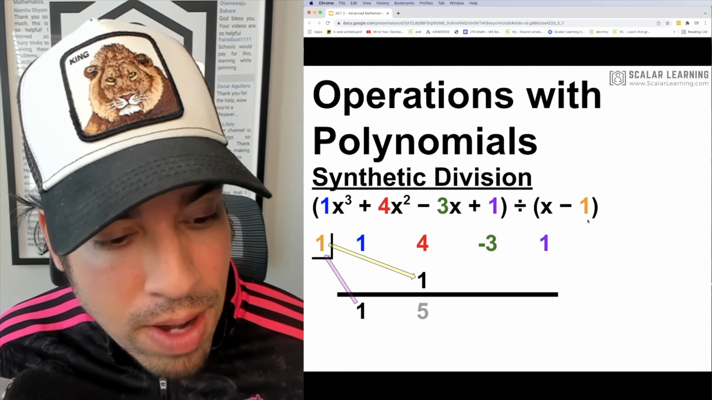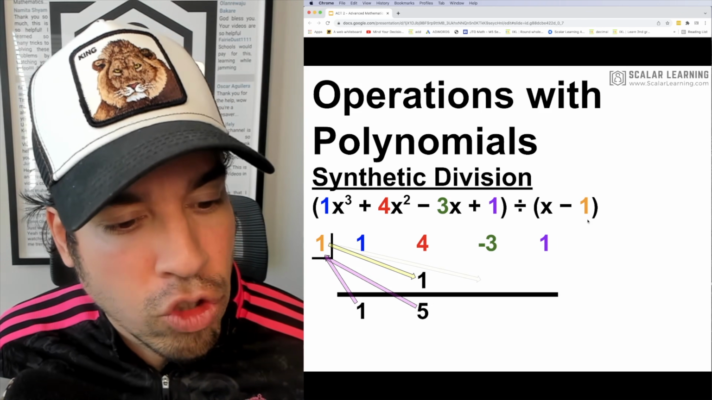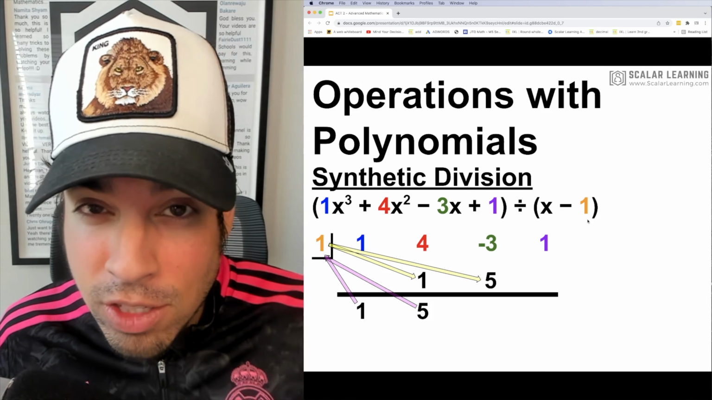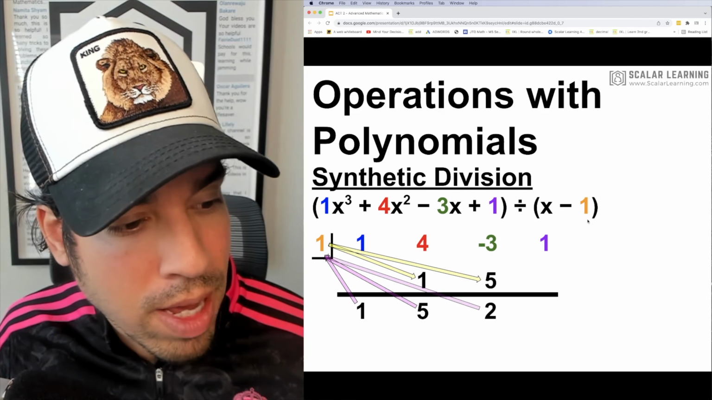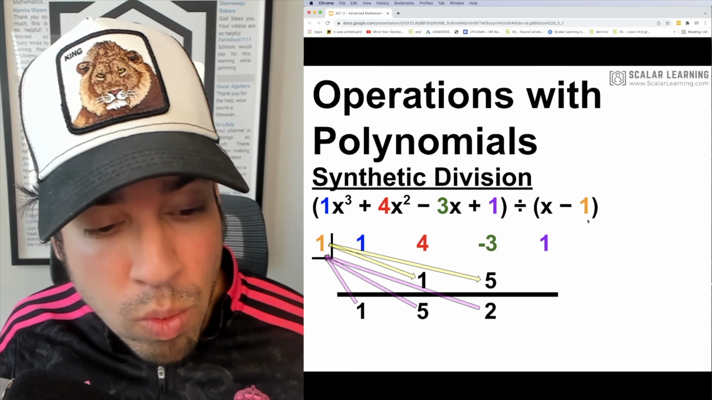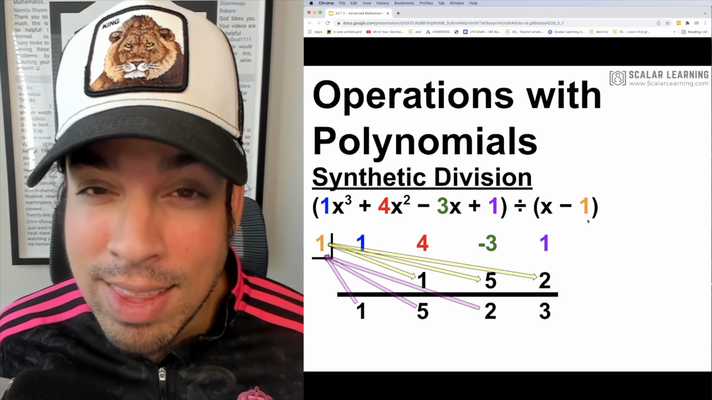4 plus 1 is 5. Next, repeat. 5 times what's in the box. 5 times 1. Drop it here. That's a 5 there. Add straight down. -3 plus 5 is 2. Boom. Next. Then we multiply again to what's in that box. 2 times 1. Drop it here, which is 2. Add straight down. 3, and that's my remainder.